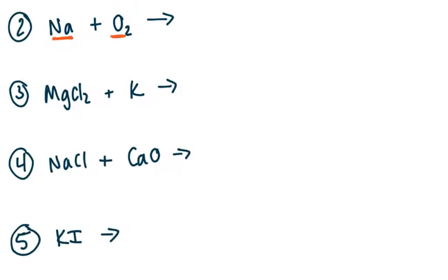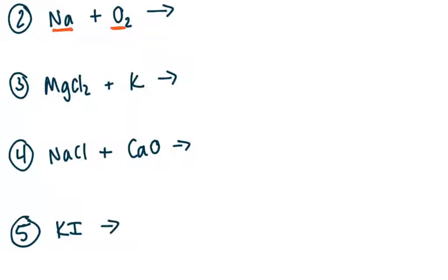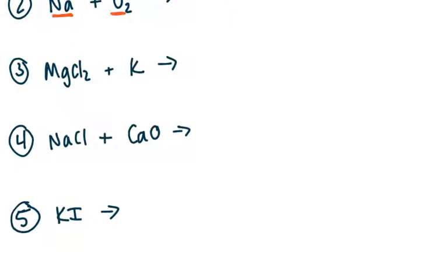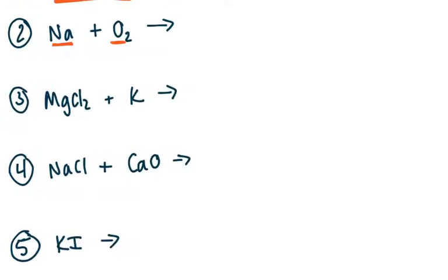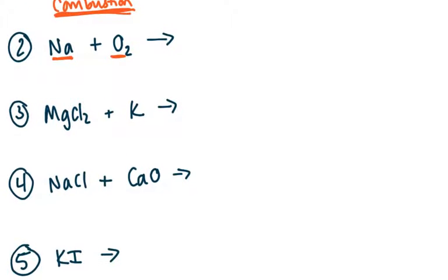That's a compound. In 3, I have magnesium and chlorine, that's a compound. In 4, I have sodium and chlorine, and then in the other one, calcium and oxygen. And then in the last one, I have potassium and iodine. So number 2 is the only one where I have 2 elements. When you have 2 elements being added together, you have a synthesis reaction. So synthesis means you're going to put the elements together into a compound.